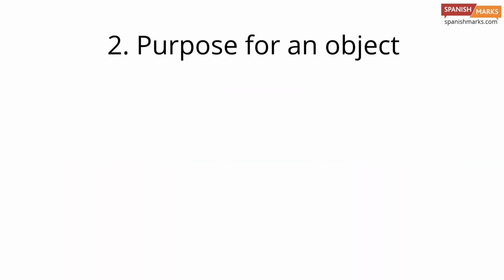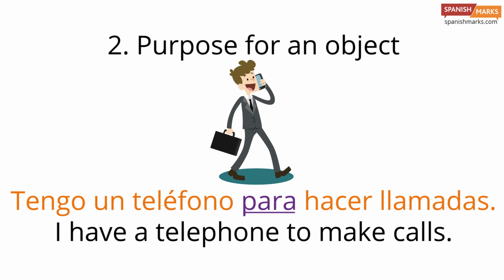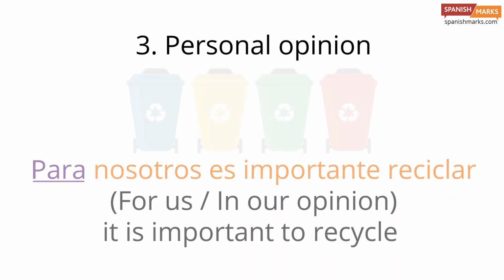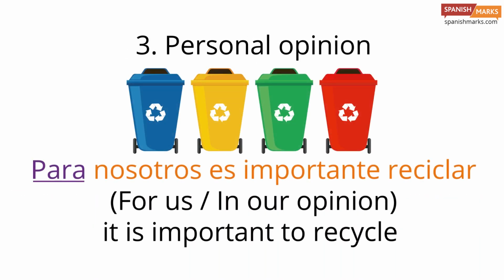Purpose for an object. Tengo un teléfono para hacer llamadas. This is similar to the previous point, and you use para to indicate the purpose of an object, which is the telephone in this example. Personal opinion. Para nosotros es importante reciclar. Put para in front of someone's name or a pronoun to talk about opinions.